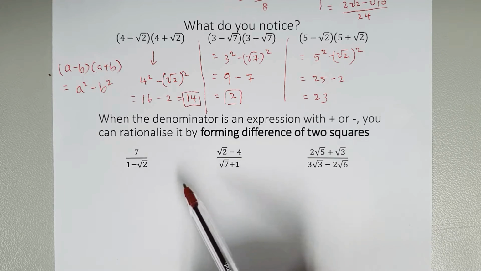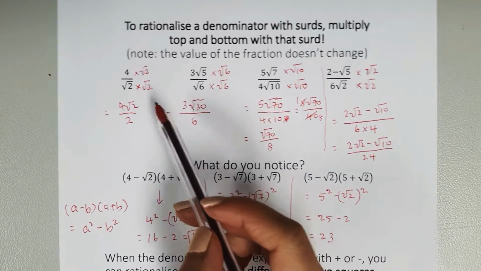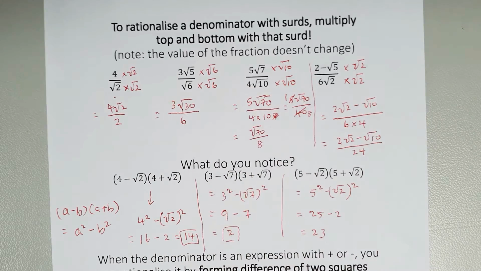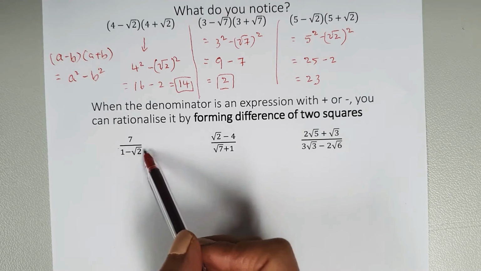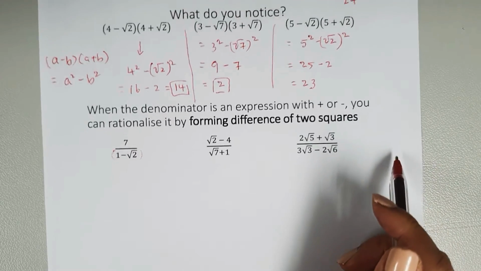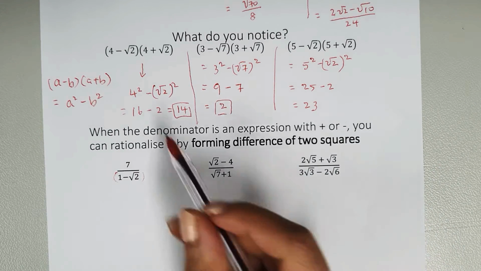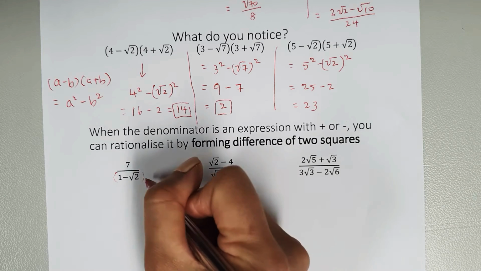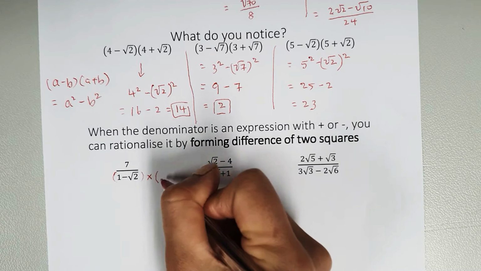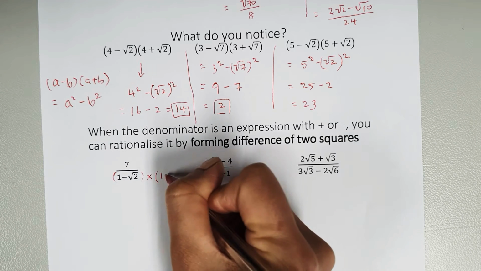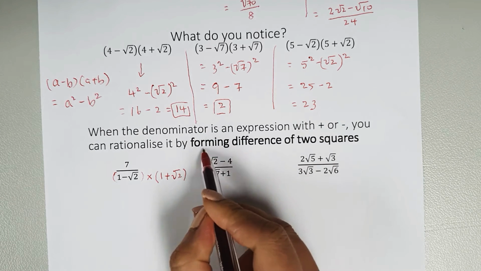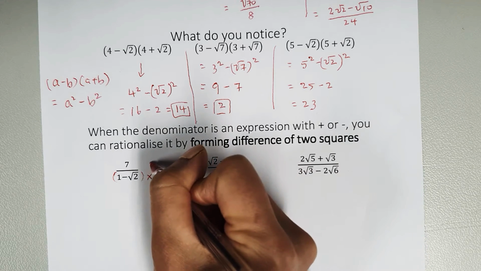Unlike the previous lesson, where our denominator only consisted of one surd, or a surd multiplied with a coefficient at the front, we now have an expression as our denominator. So to rationalize it, the method is the same. We have to multiply the bottom with everything at the bottom, and in this case we're going to say plus root 2, because our aim is to form a difference of two squares. And whatever we do to the bottom we're going to do to the top.